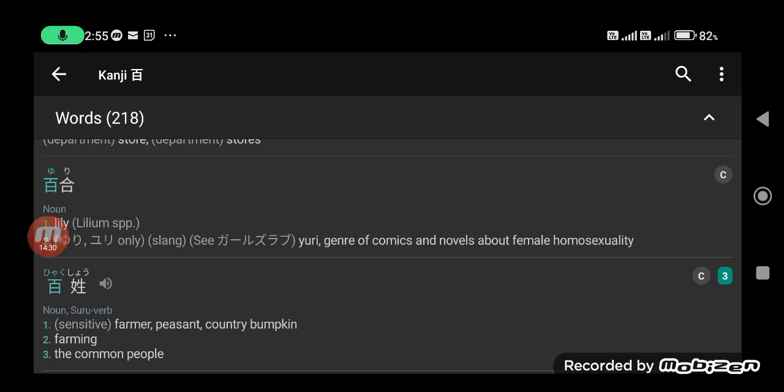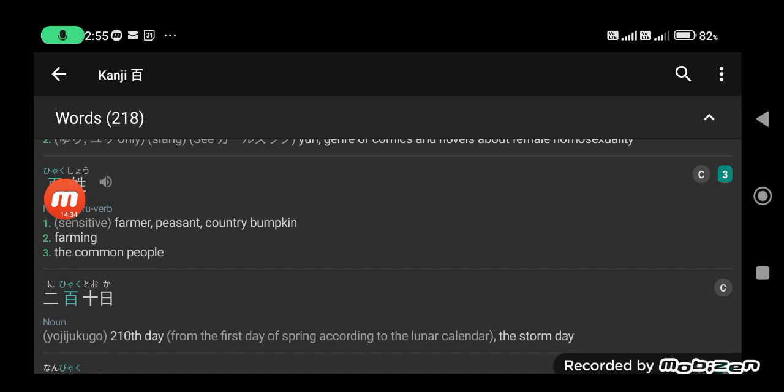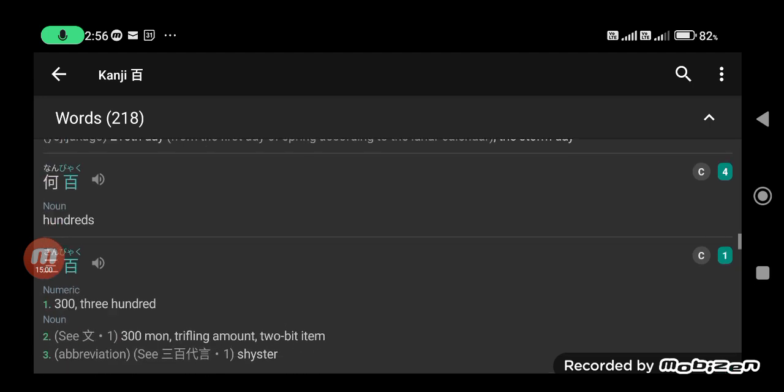This kanji here is Yuri. So you see the furigana. It's almost like a subtitle for the kanji. That small font above the kanji is called furigana. It acts like a subtitle. It shows the kana writing that is appropriate, or the correct reading, for that particular kanji. 百姓, hyakusho, farmer, peasant, country bumpkin, farming.